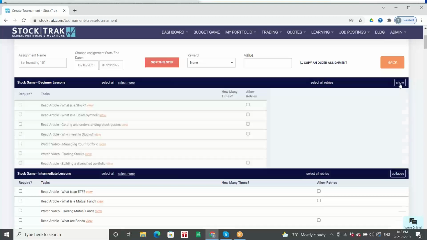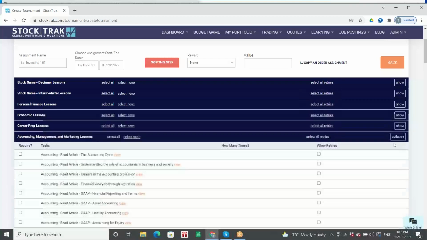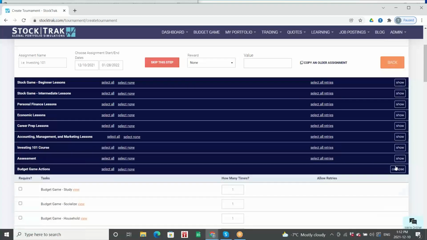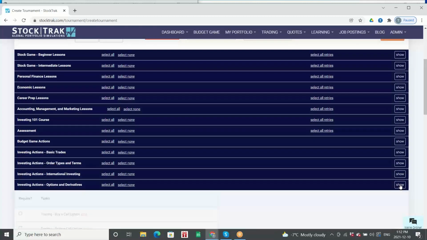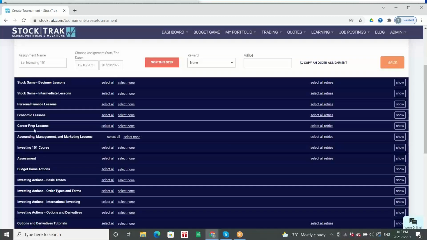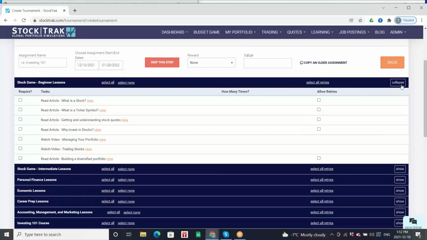So the students are stressed to balance their budget, improve their credit score, and we'll look at that in a minute. But what I want to do very quickly is just look at some of our material here that helps the students understand a little bit better how the financial markets operate and what some of our platform features are. So for example, if we were to choose a stock game beginner lessons, these are some of the learning materials that are included here. So if you find them appropriate for you, you might decide to say, hey, for week one, from this date to this date, these are the tasks that I'd like you to do. So read the article, what is a stock? Read the article, getting and understanding stock quotes, and then you would allow the student retries, okay?